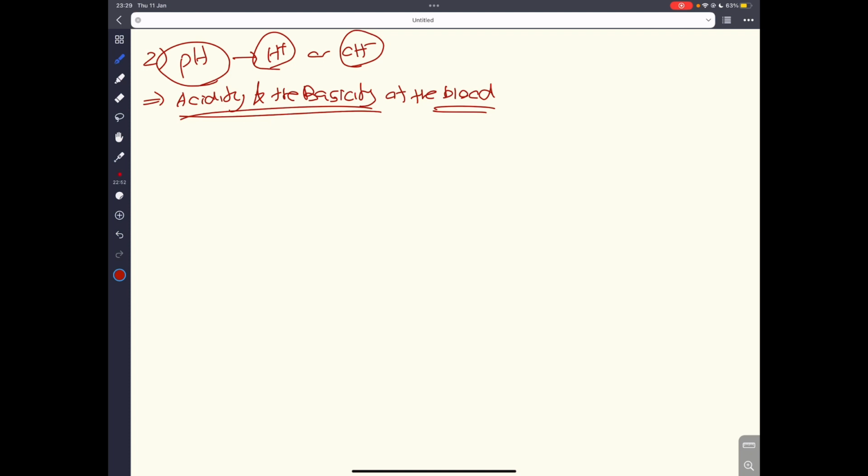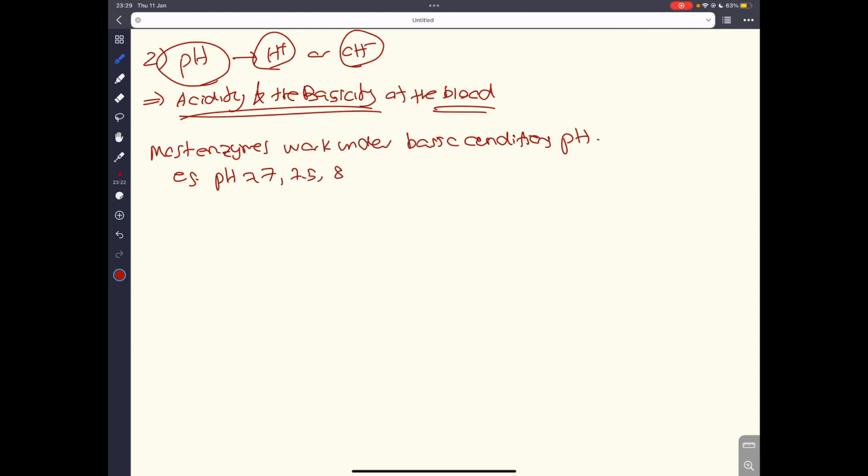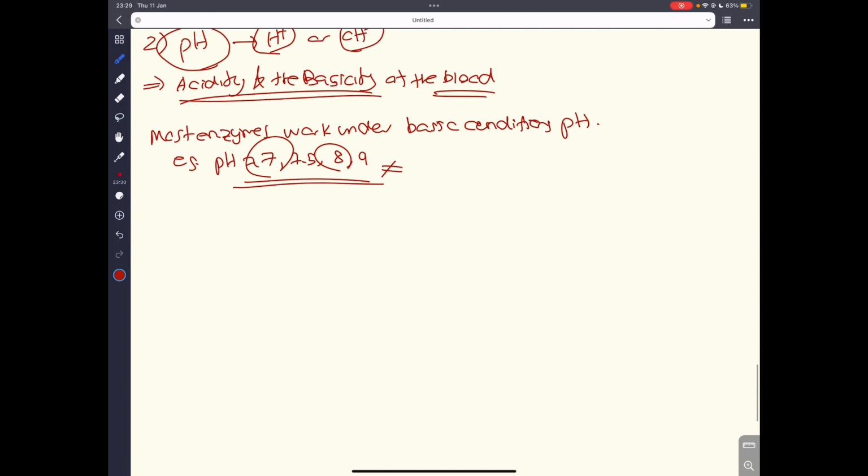Well, pH affects enzymes in a similar way to temperature, but increasing or decreasing pH does not really affect the temperature. However, most enzymes work under basic conditions, so a basic pH, such as around 7, 7.5, 8, and sometimes even 9. It works somewhere in the range of 7 to 8 or 9. Right, this is for most enzymes.